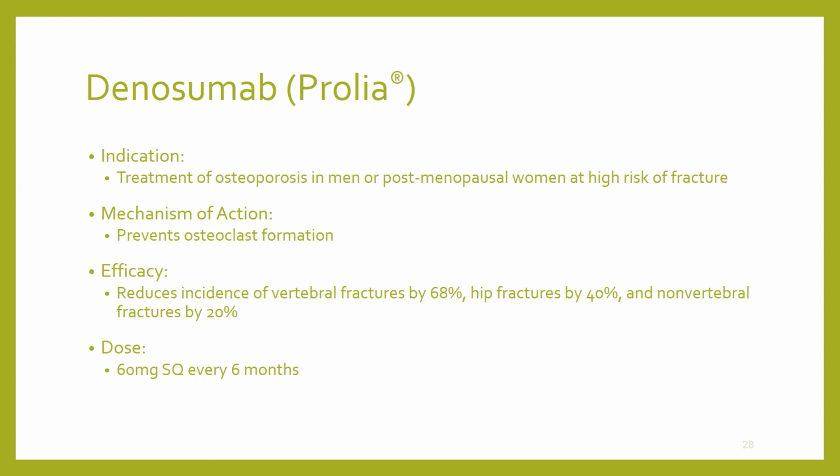Denosumab or Prolia is the last medication we'll discuss in terms of osteoporosis treatment. This medication is indicated in osteoporosis in men or postmenopausal women at high risk of fracture. This medication works by preventing osteoclast formation. It has been shown to reduce the incidence of vertebral fracture by 68%, hip fractures by 40%, and non-vertebral fractures by 20%. The dose is a 60 milligram subcutaneous injection once every 6 months.